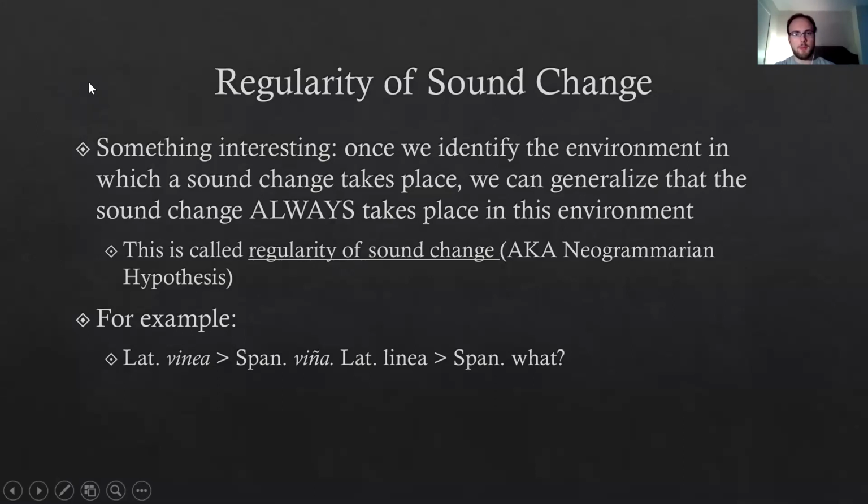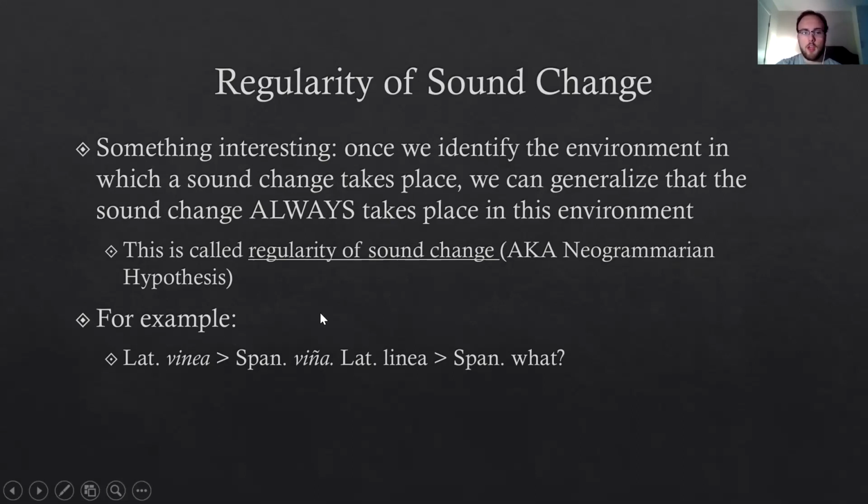This is a very good point to talk about the regularity of sound change, which is a very important concept in historical linguistics. Once we identify an environment in which a sound change takes place, we can generalize that this sound change always takes place in that environment, as long as we state the environment correctly. This comes from so much empirical evidence because, on the face of it, it seems like something that can't really be tested except by trying to find exceptions to it. And we can't really find exceptions to it except on the basis of analogy, which I'll talk about in a second. You might also see this referred to as the neo-grammarian hypothesis.